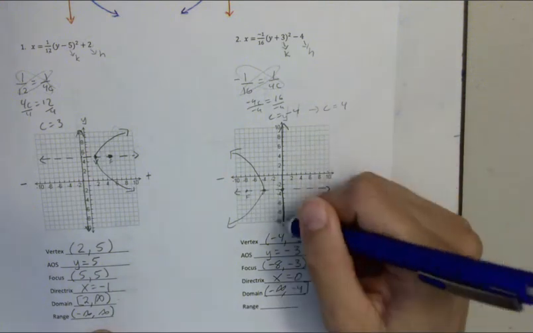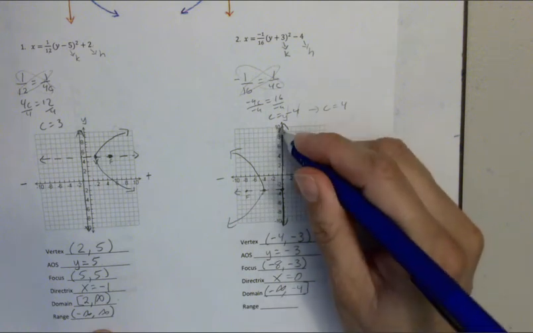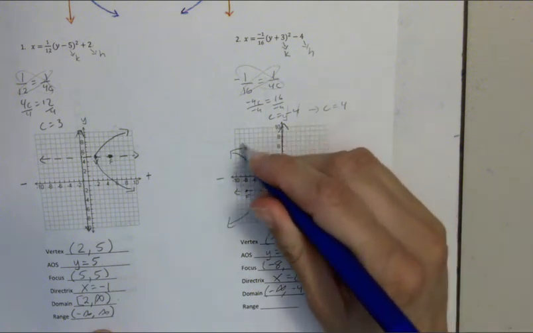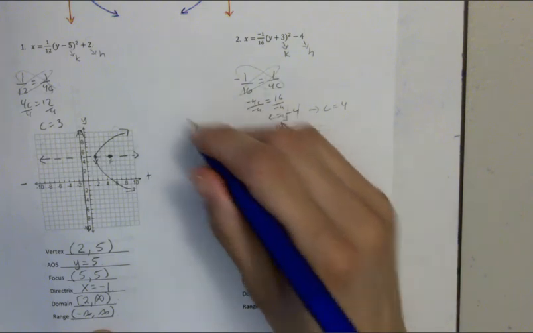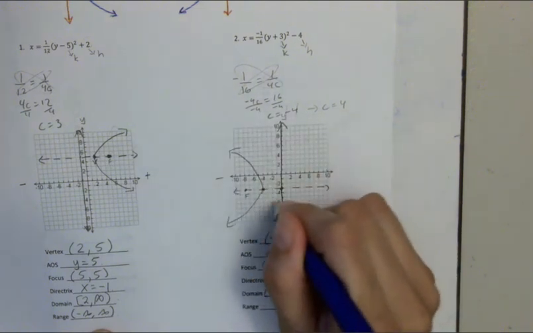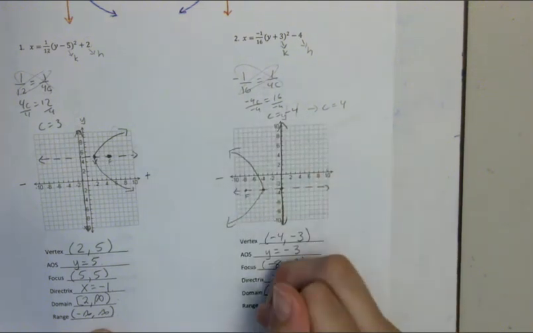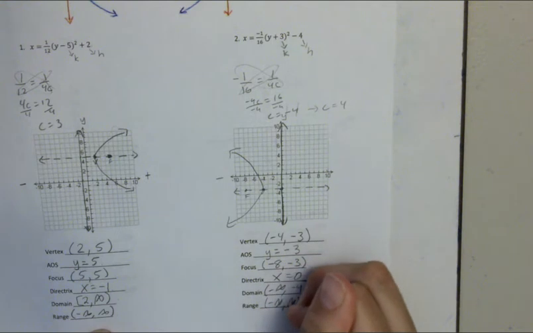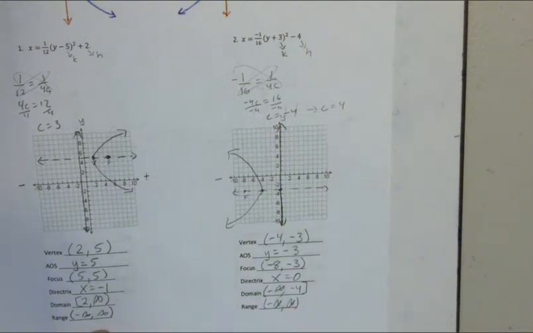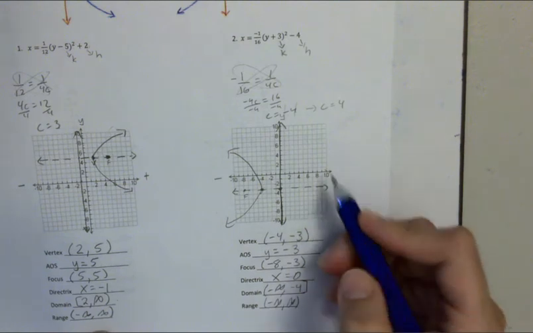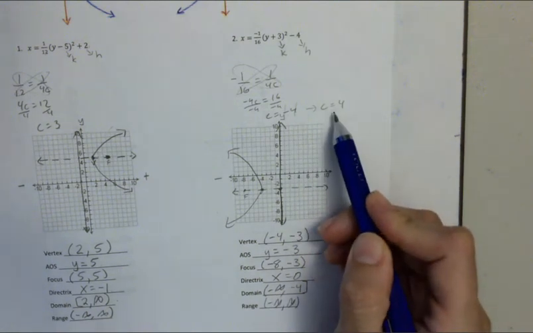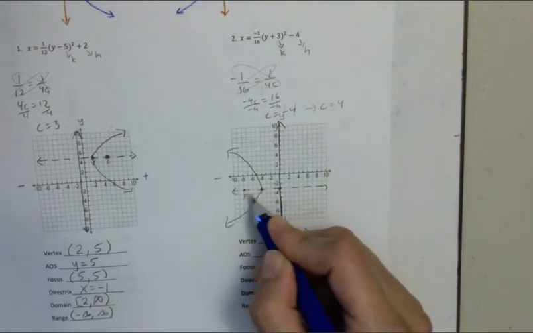And then for our range, if we look along the y-axis, if you're plugging in values, you're getting out values, since these go into infinity. So it means you're always going to have this value. So the range is negative infinity to positive infinity. So all real numbers.